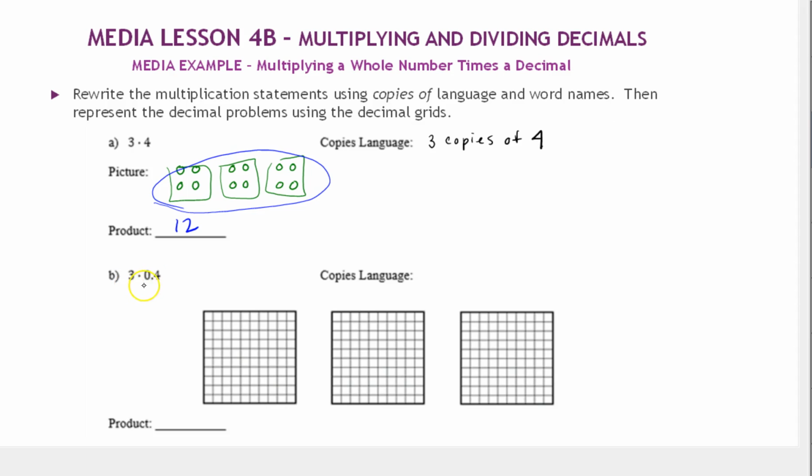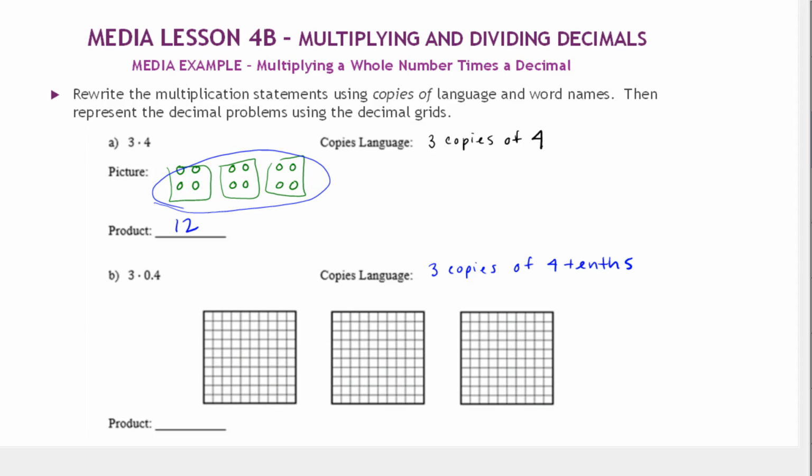So this is 3 times 4/10. So in copies of language, we'd say 3 copies of 4/10. Okay, so remember it said to use copies of language and word names. So this numeric part, the digit, we're going to write as a number to save some space, but we want to write this as 4/10. That's our unit fraction. So notice we have 3 decimal grids here, and we want to make 3 copies of 4/10.